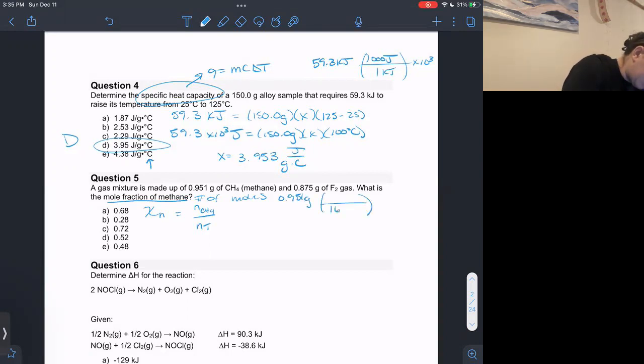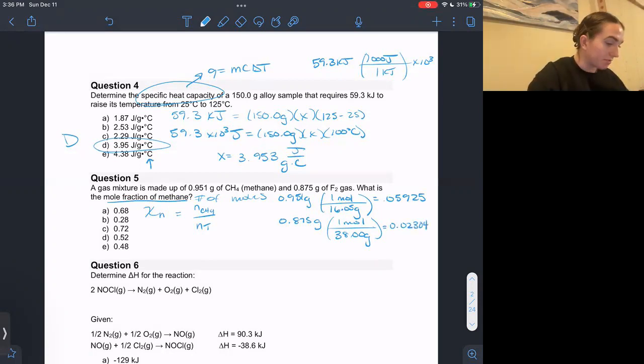And then this will be 16.05 grams equal to 1 mole. So I get 0.05925. And then I'll do 0.875 grams. 1 mole is equal to 38.0. And that's 0.02304.